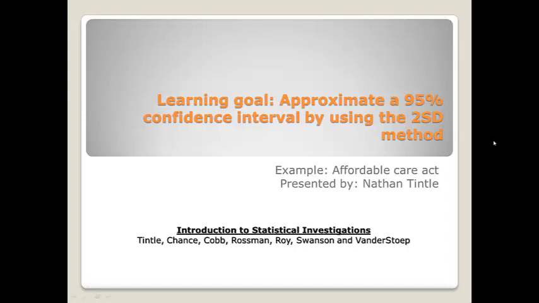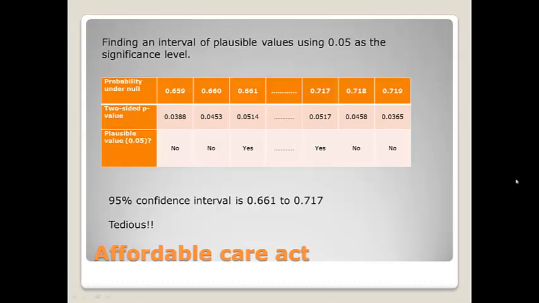In this Learning Goal video, we're going to discuss how to approximate a 95% confidence interval by using the 2SD method. We'll use the Affordable Care Act data to talk about this learning goal.